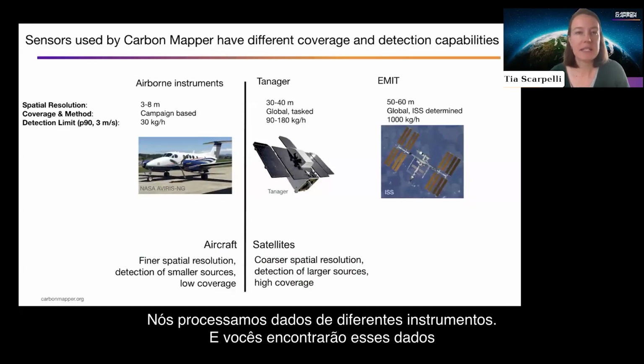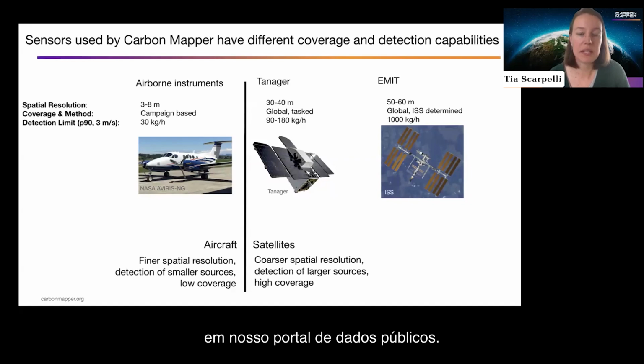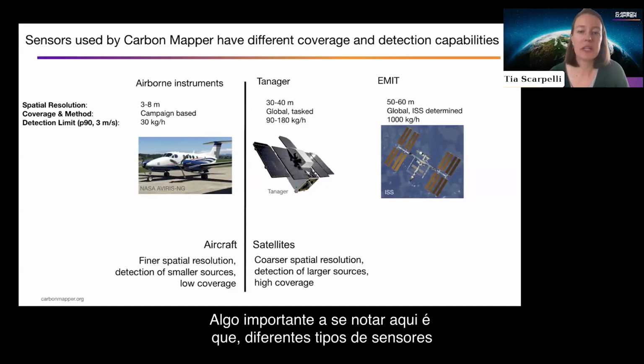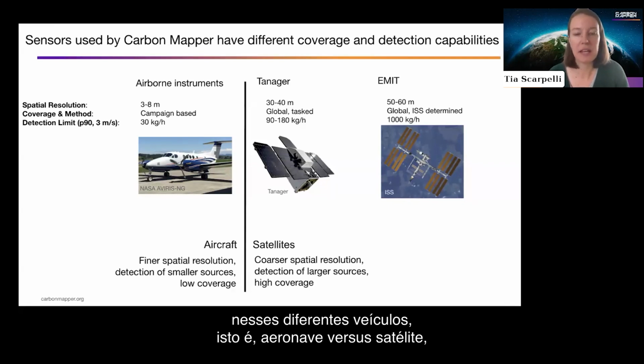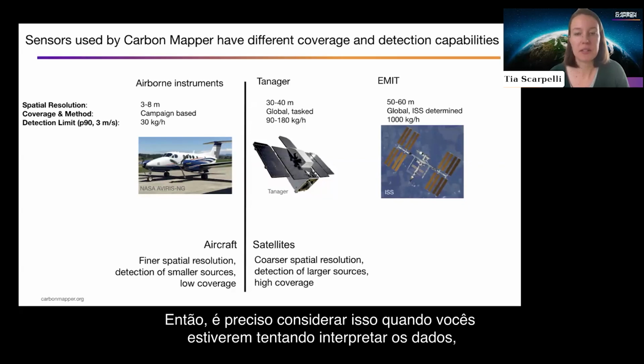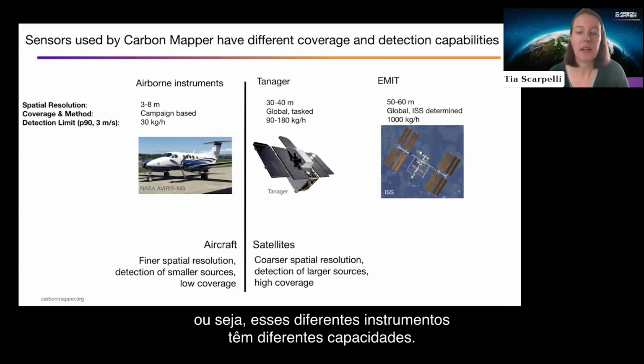We do process data from different instruments, and you'll find this data all on our public data portal. An important thing to note here is that depending on the type of sensor you have in these different platforms, aircraft versus satellite, they have different capabilities. And so just recognize that when you're going in and trying to interpret the data, these different instruments have different capabilities.